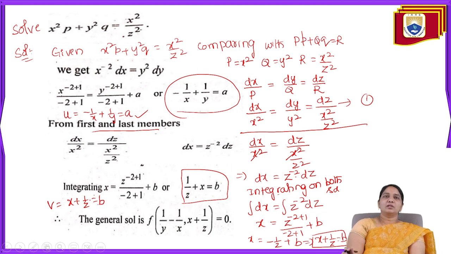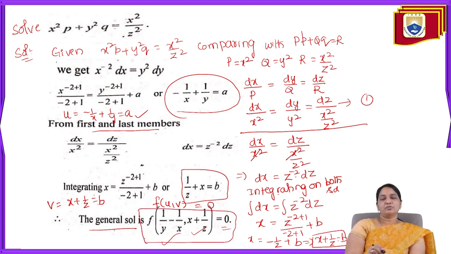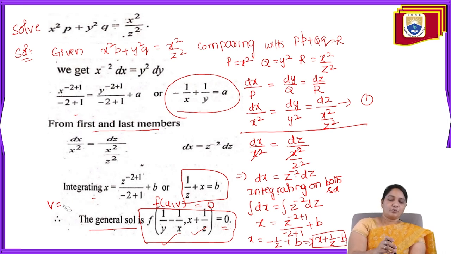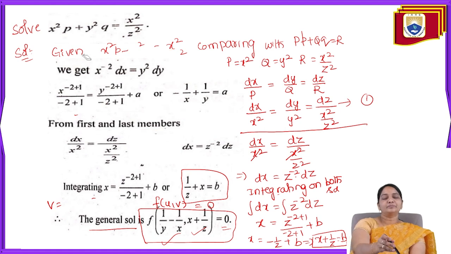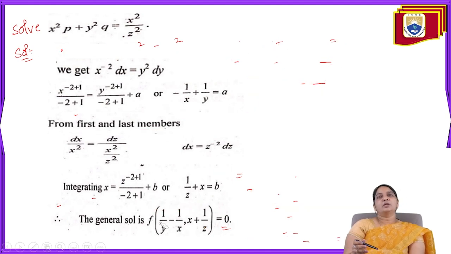Now, finally, the general solution is f of u comma v equal to 0. What is u? 1 by y minus 1 by x. And what is v? x plus 1 by z. So, this is my final general solution. So, this is the way to solve the given problem by using the method of grouping. Here also, I got two solutions from the method of grouping.